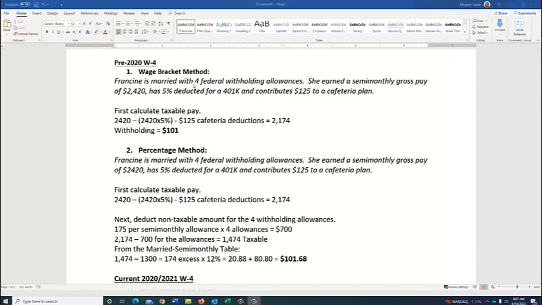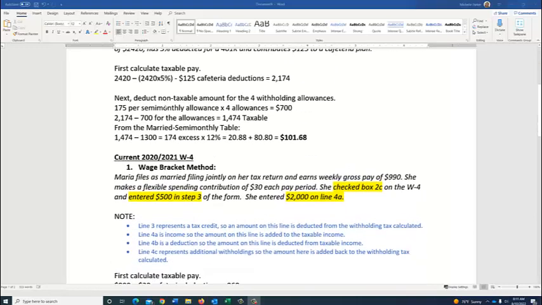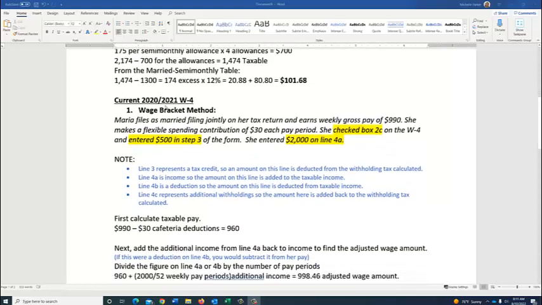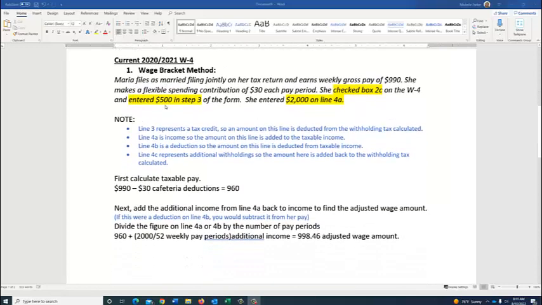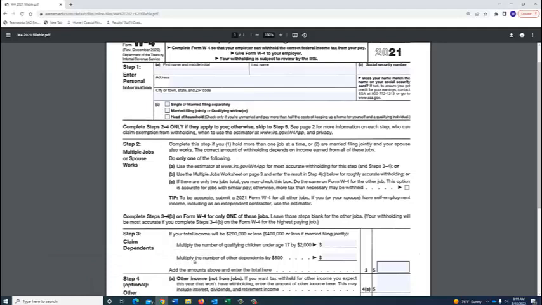Now those are the methods for the pre-2020 W-4. If an employee already has this W-4 on file, they will continue to have their withholding calculated using this pre-2020 W-4. However, new employees will have to use the most current version of the W-4, and it is much more detailed than the pre-2020 W-4. So let's look at that one.